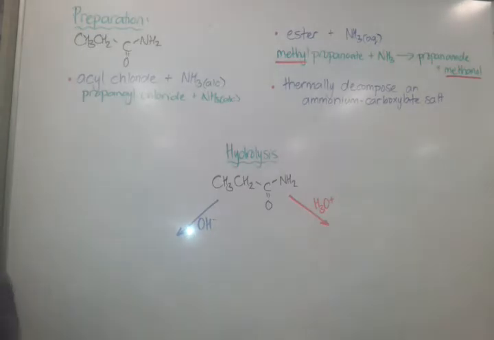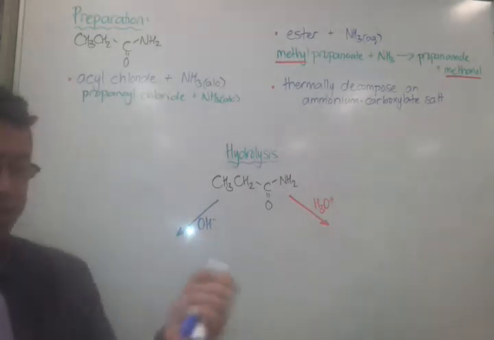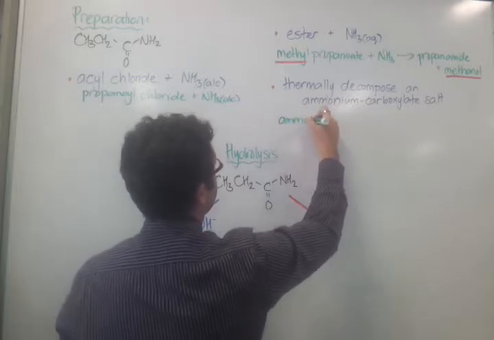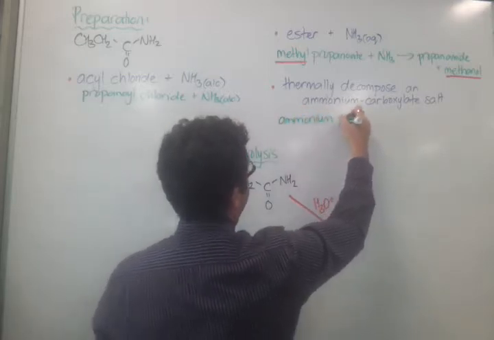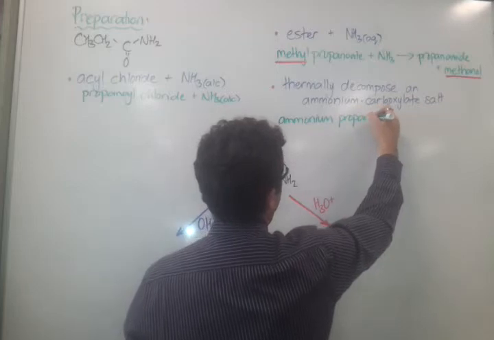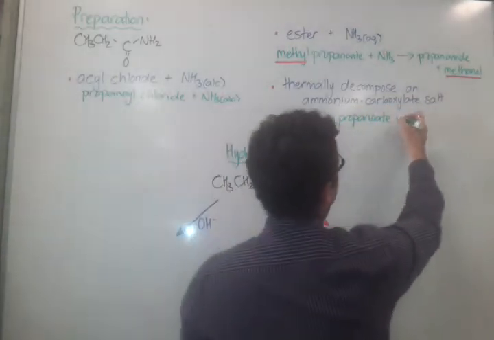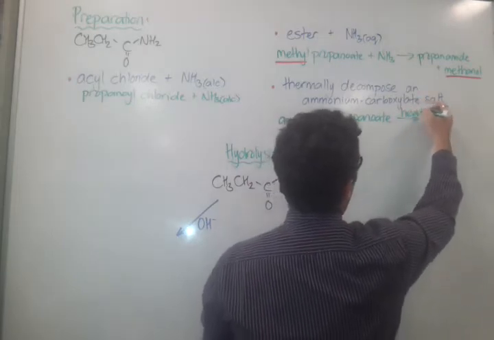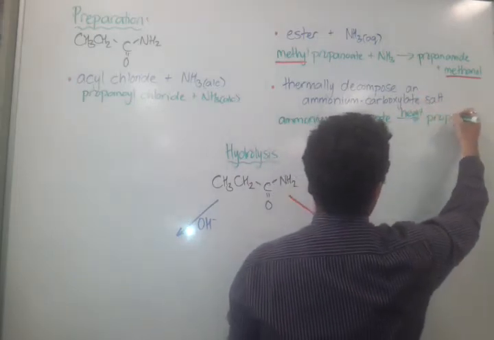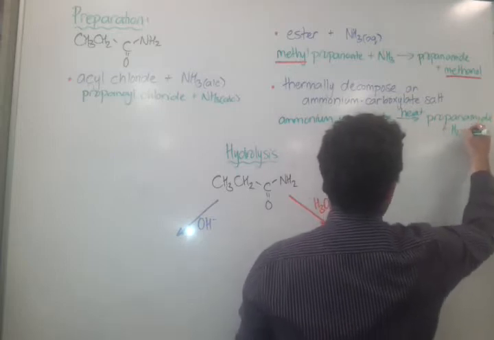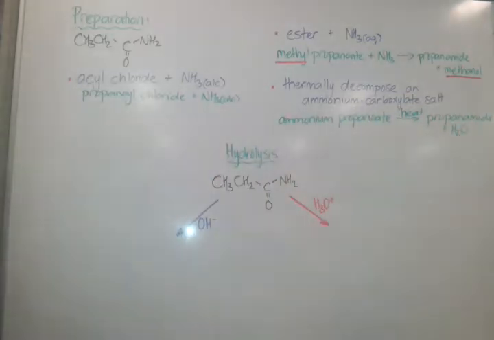an ammonium carboxylate salt. So in this case as well, using an example, if I had ammonium propanoate, I could heat it and I'd end up with propanamide, and it's actually water that gets driven off. So actually removing water from that, and it ends up making that.